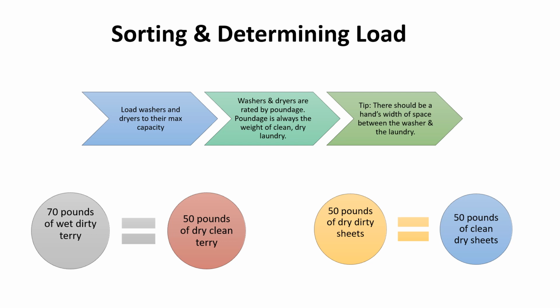Towels, however, are a different story. Towels are almost always wet or damp, meaning terry can weigh 40% more wet than when it's dry. Therefore, the laundry attendant would need to load 70 pounds of wet terry to bring the load to capacity. 70 pounds equals about 50 pounds dry.